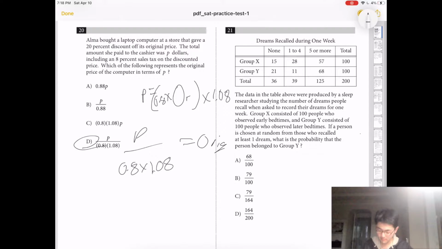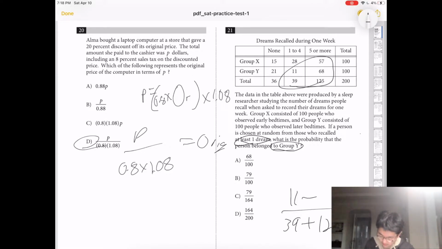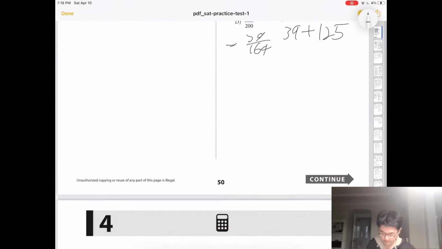Alright, let's begin. So group X had 100 people, group Y had 100 people. If a person is chosen at random who recalled at least one dream, what is the probability that person belonged to group Y? Recalled at least one dream is 39 plus 125, and group Y was 11 plus 68, which is 79 over 164. So the answer would be C.